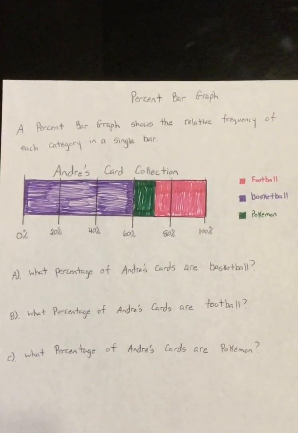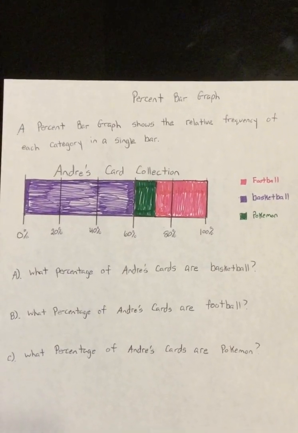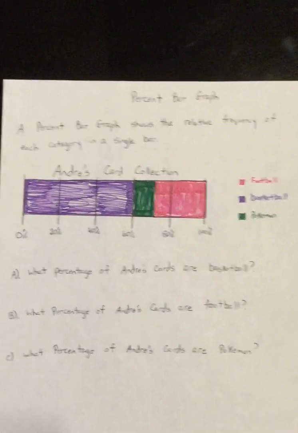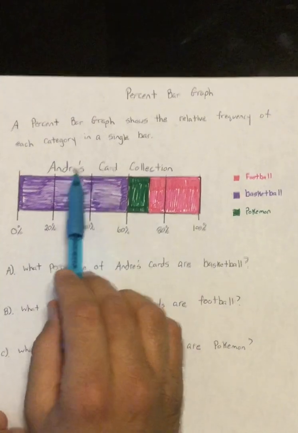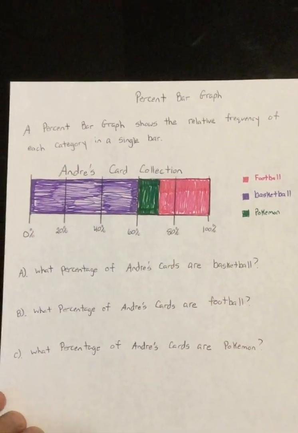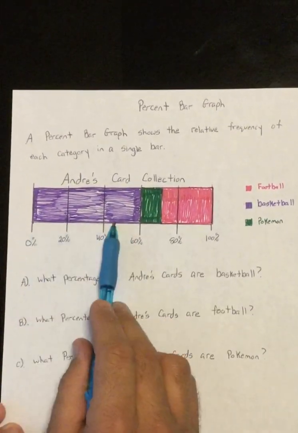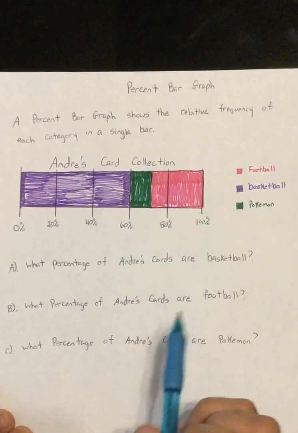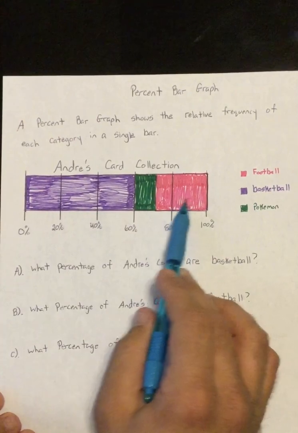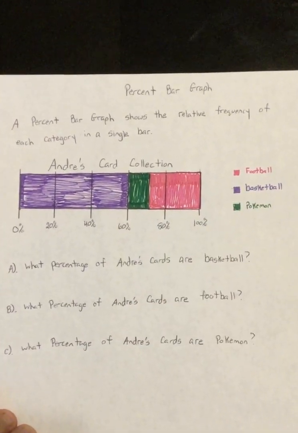A percent bar graph shows the relative frequency, which we just did a video on, of each category in a single bar. So our first example is Andre's card collection. The purple represents basketball, the green represents Pokemon cards, and the pink represents football cards.